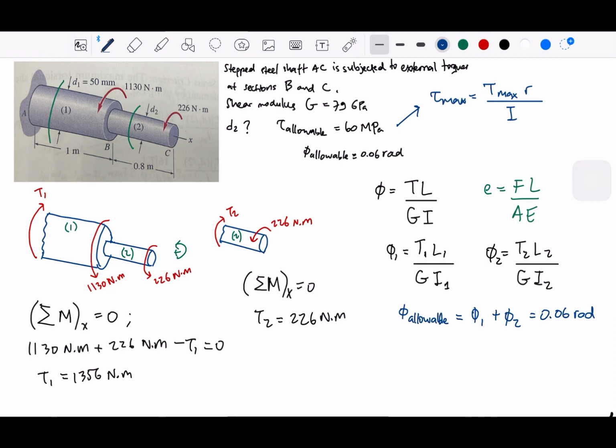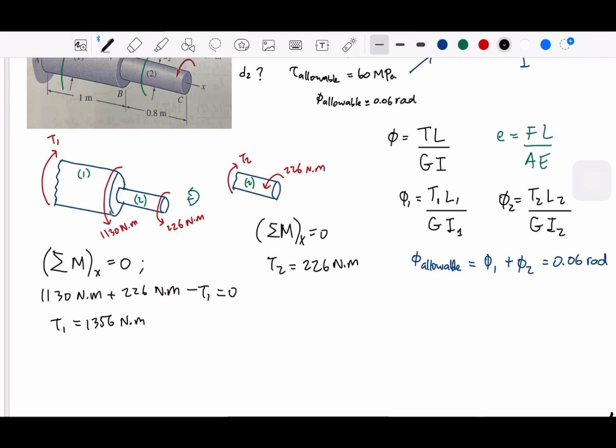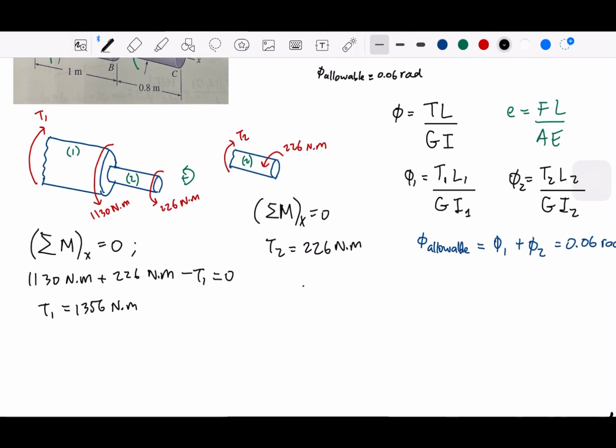calculations, let's say this material 1, because we know all the information from the given problem here, then we can find the maximum shear stress. So let's say we take material 1. So let's say this is the T1, and then this is d1 over 2, the r, and then divided by the inertia.